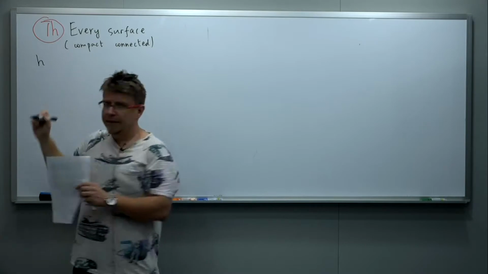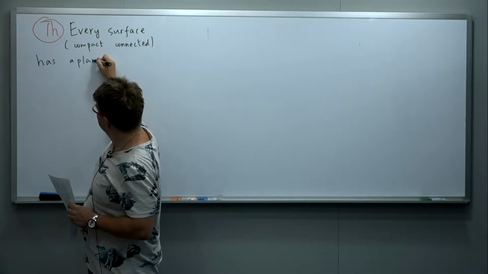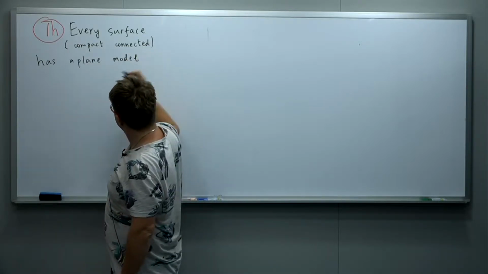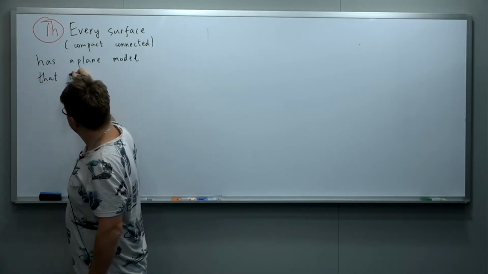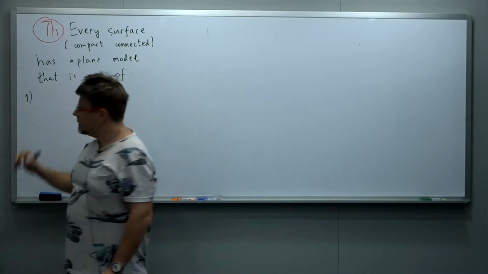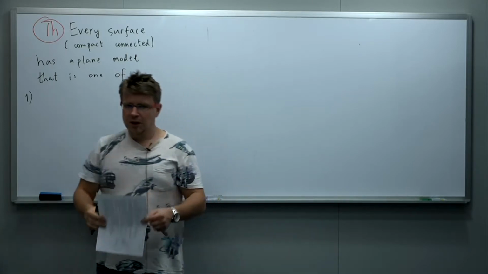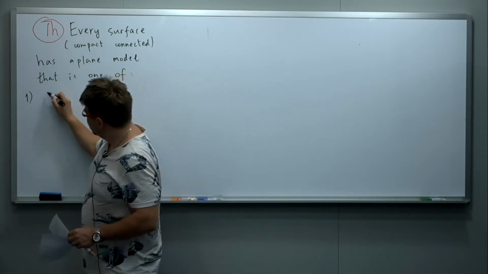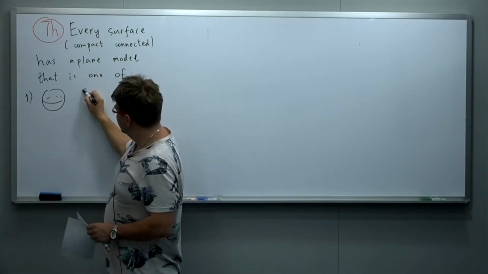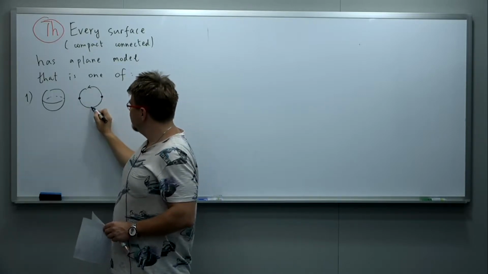And then the theorem tells us that every surface has a plane model that is one of the following. There are just three different types of plane models. So the first of them is a sphere. And the standard plane model for the sphere looks like a disk with opposite edges glued according to this direction.